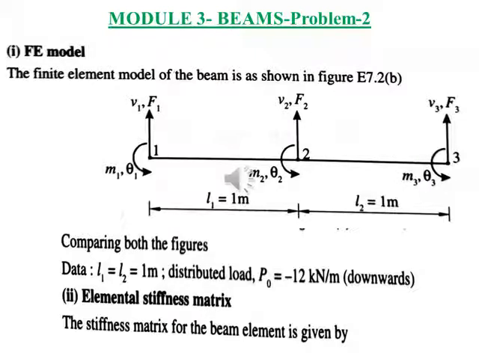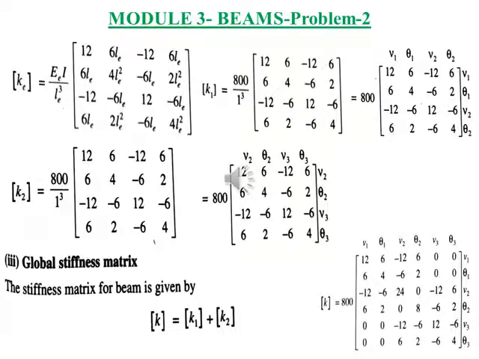So the elemental stiffness matrix for the beam element can be generated. There will be 2 elements, hence 2 elemental stiffness matrices. So we will see the elemental stiffness matrix in the next slide, K1 and K2. So K1 value 800 by 1 cube into 1 is nothing but the length of the material. So it comes to K1 into 12 6 minus 12 6 6 4 minus 6 2 minus 12 minus 6 12 minus 6 6 2 minus 6 and 4.